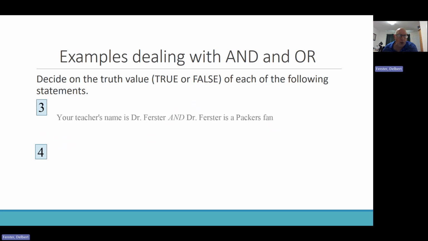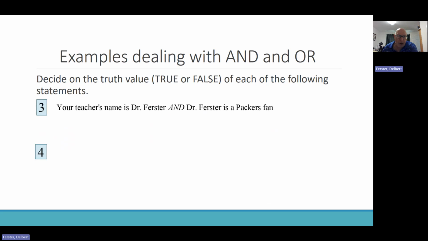Number 3: your teacher's name is Dr. Furster. I'm here to tell you that son of a gun is true. And so it's back to conjunction. Dr. Furster is a Packers fan. Oh, I don't have any Packers gear right here handy, but trust me, that's a true statement. I can list the Packer quarterbacks going back to Bart Starr. So, all right, it's an and statement. For the and statement to be true, both component statements must be true. In this sense, I believe that they are, so the and statement is also true.